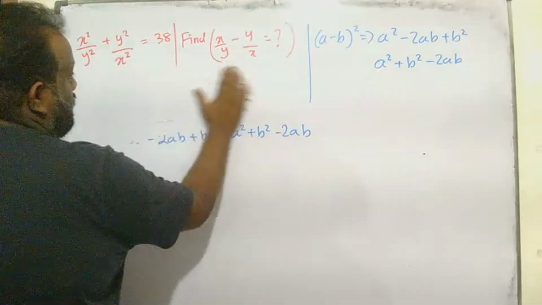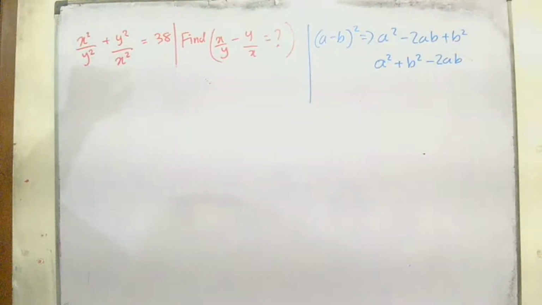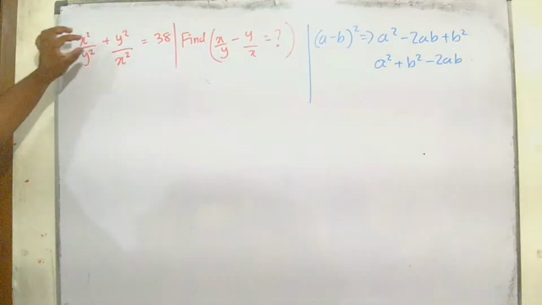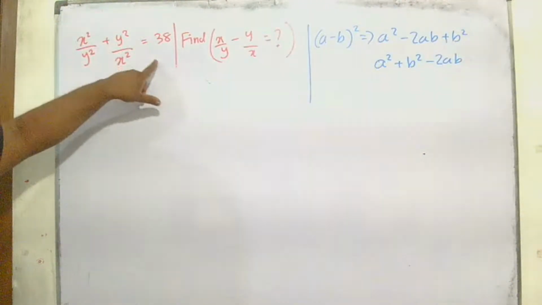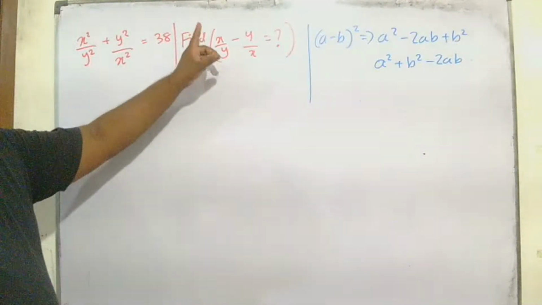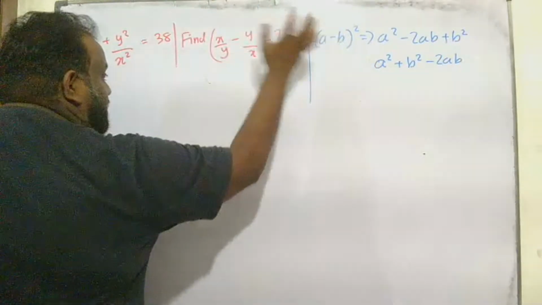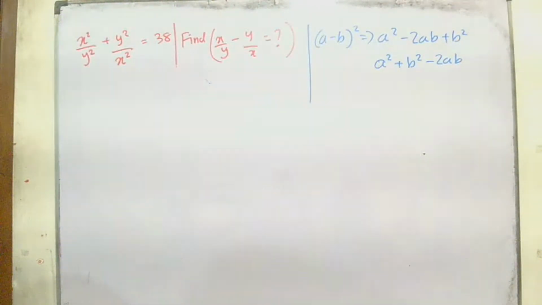Fine. Now we know that the question is x squared over y squared plus y squared over x squared is equal to 38. But we have to find the value of x over y minus y over x. Taking this particular calculation into our understanding, let's try to do this sum.